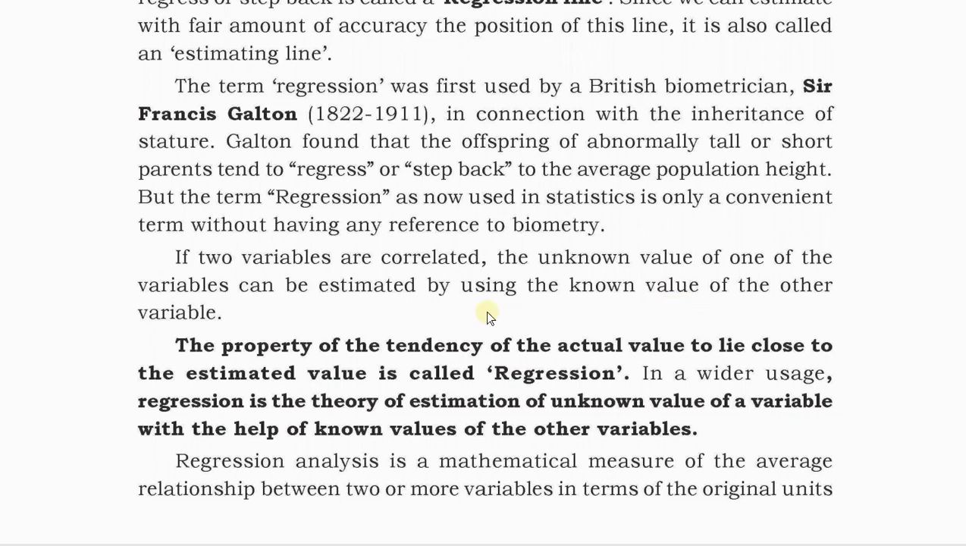Okay, so the property of the tendency of the actual value to lie close to the estimated values is called regression. In a wider usage, regression is a theory of estimation of an unknown value of a variable with the help of known values of other variables. This definition can be easily understood here. Regression is the theory of estimation, focus on the point here: estimation of unknown value of a variable with the help of known values of other variables.